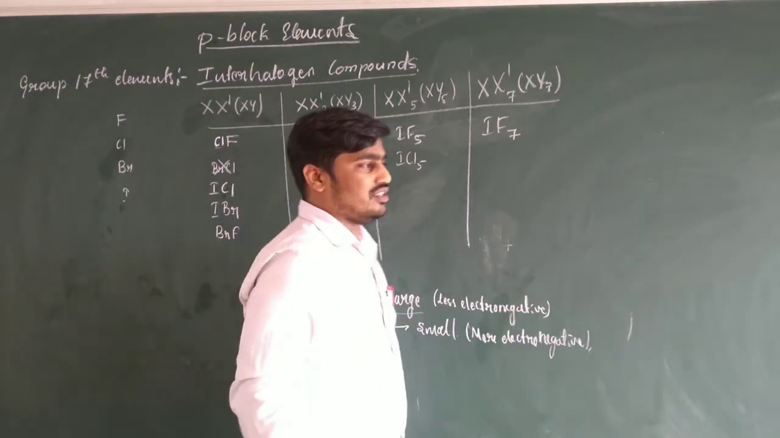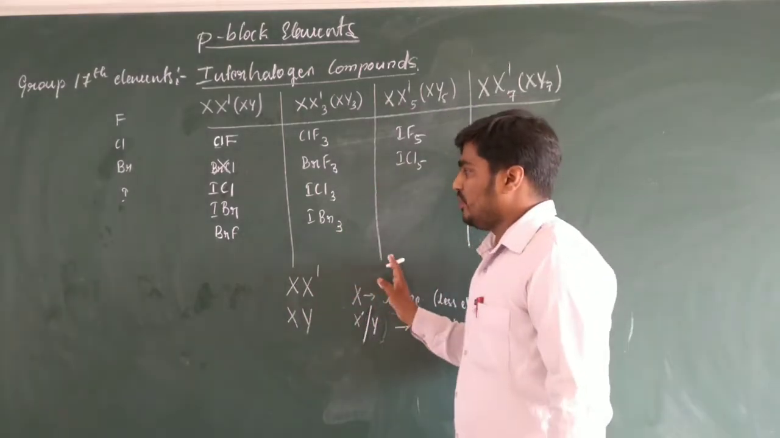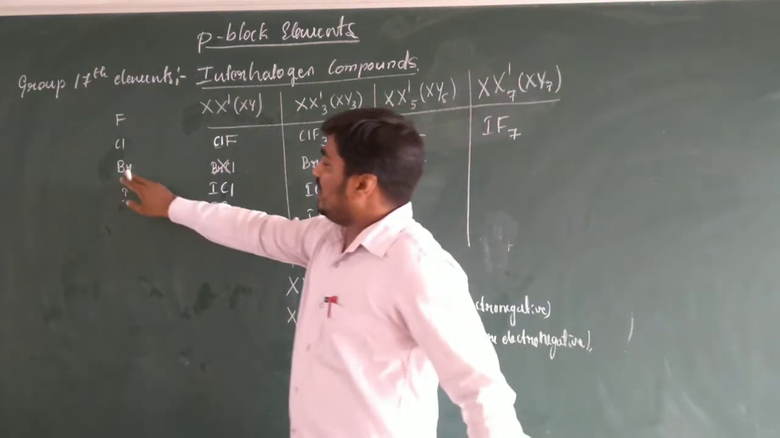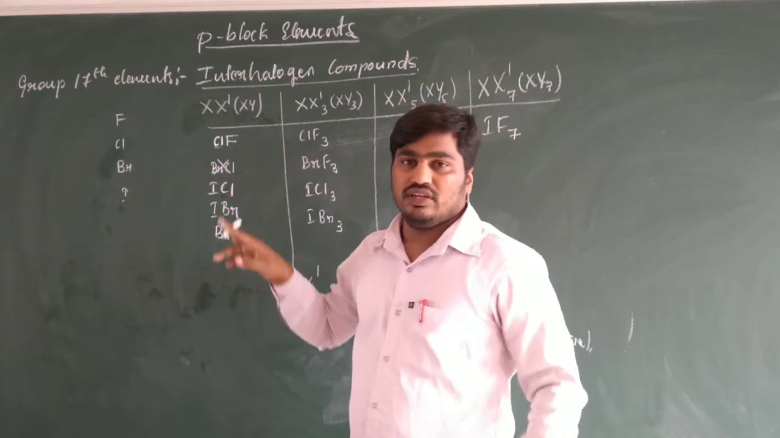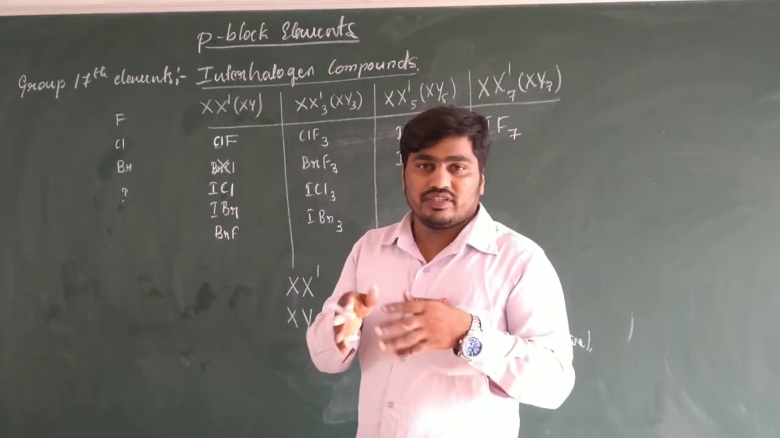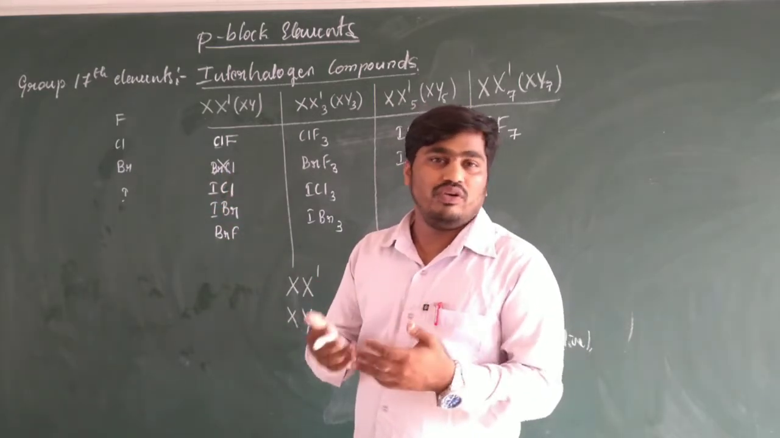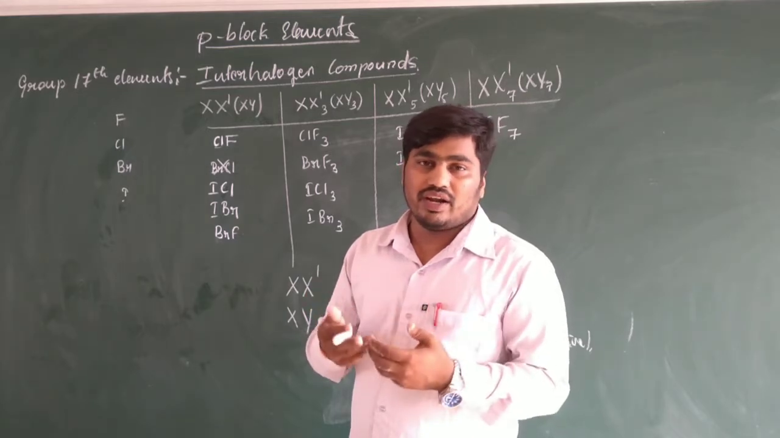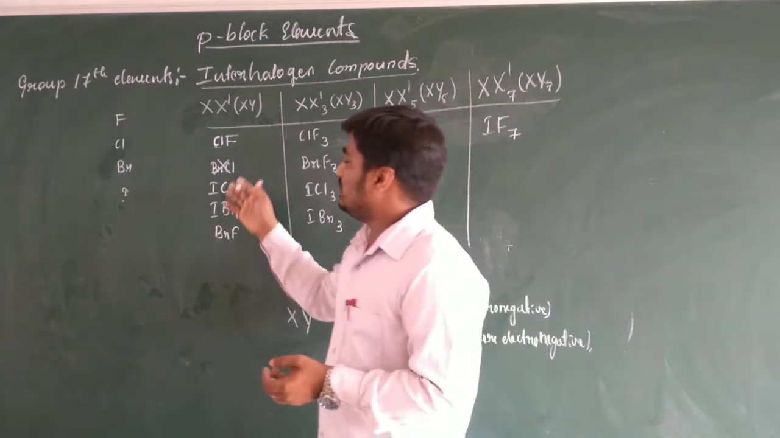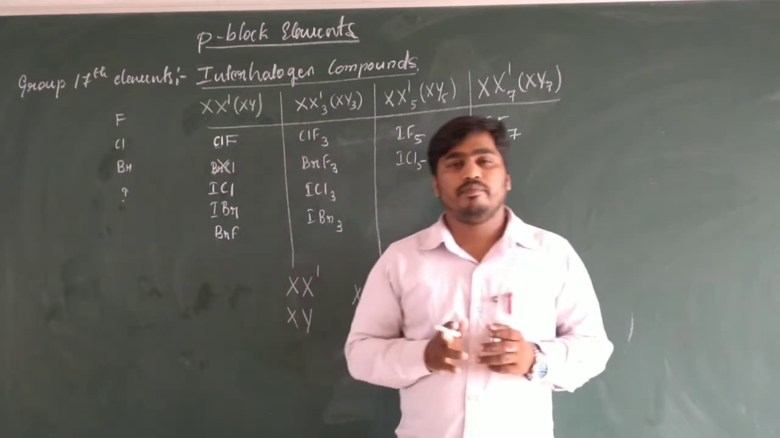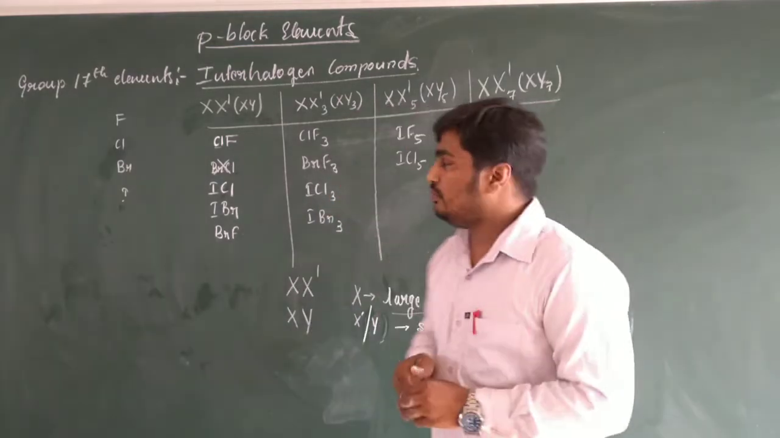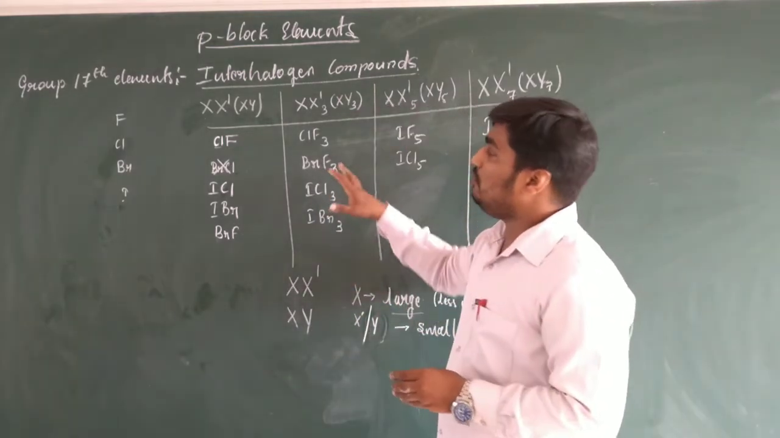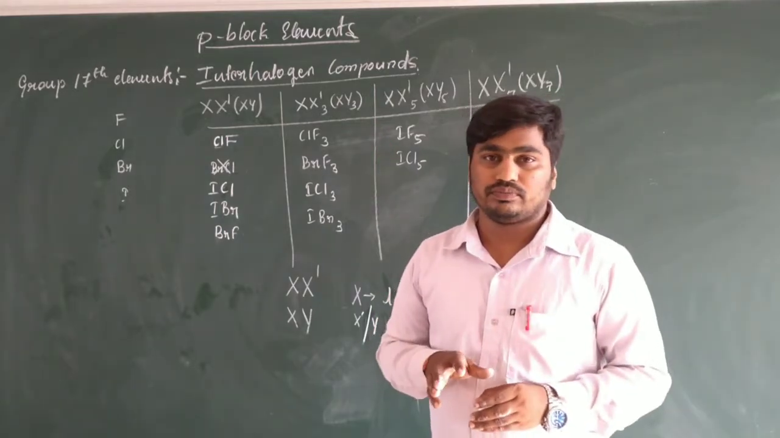So in all these cases the same thing happens. BrCl7 does not exist because bromine is bigger and chlorine is bigger, so a strong bond cannot be made in this type of compound. So these are about interhalogen compounds. These are the different types of stable interhalogen compounds.